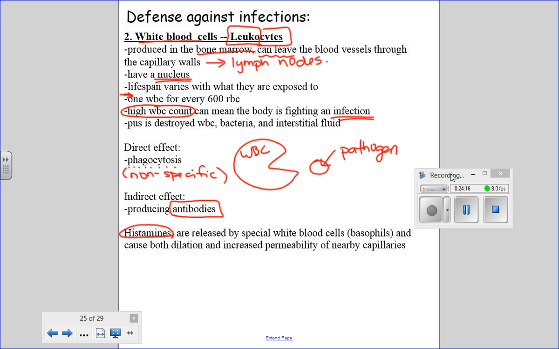Now there's a particular type of white blood cell, it's called a basophil. We're not going to be specific about every single type of white blood cell that exists. But histamines are also released by your white blood cells. They cause dilation and permeability of capillaries. That's useful. That means that those white blood cells that left, they went into your lymph nodes to hang out, to wait, they can easily get back into your bloodstream and attack whatever it is that's causing the immune response.